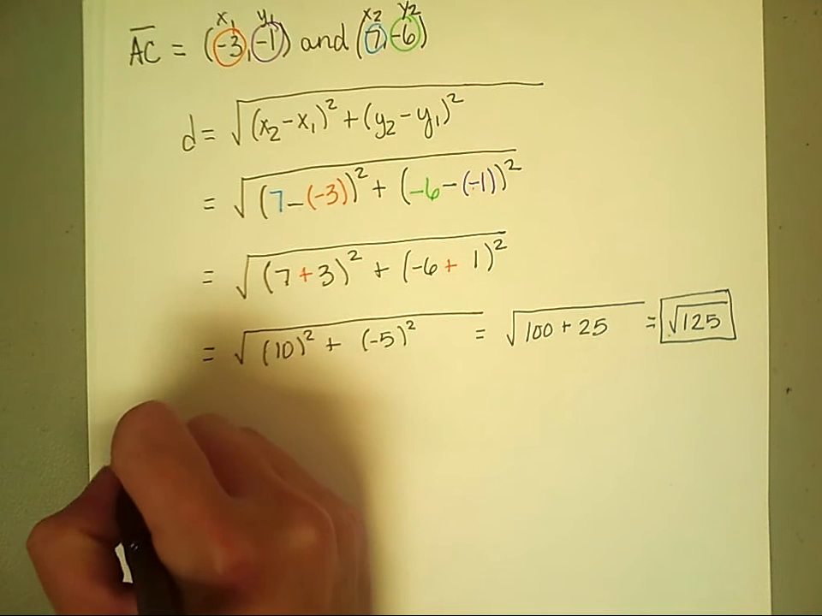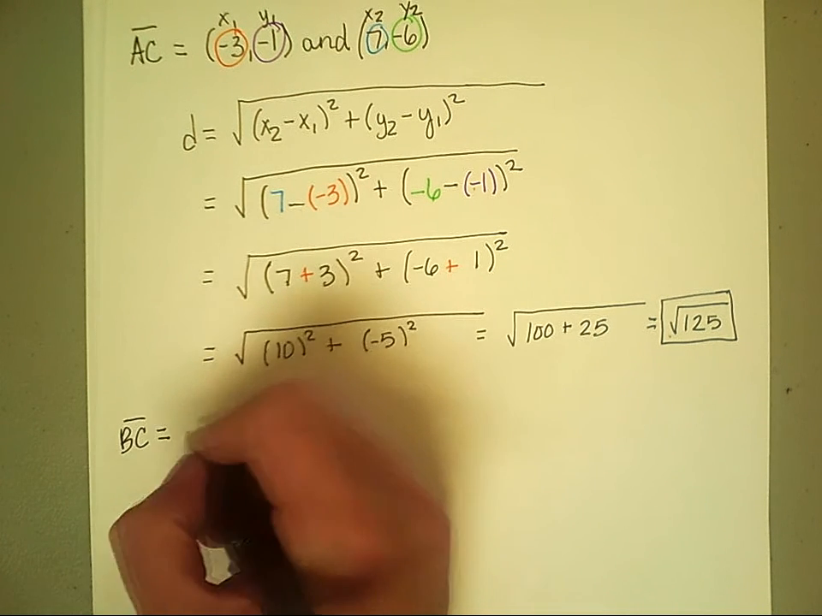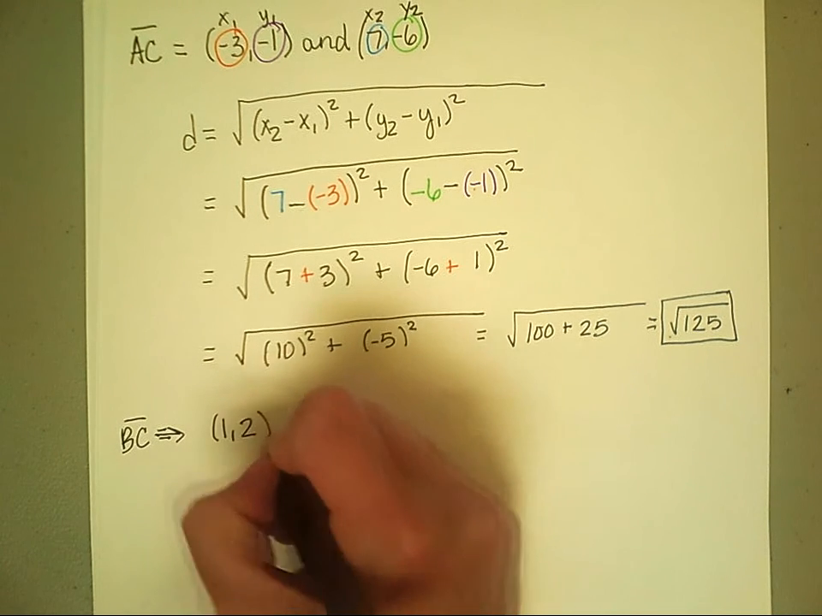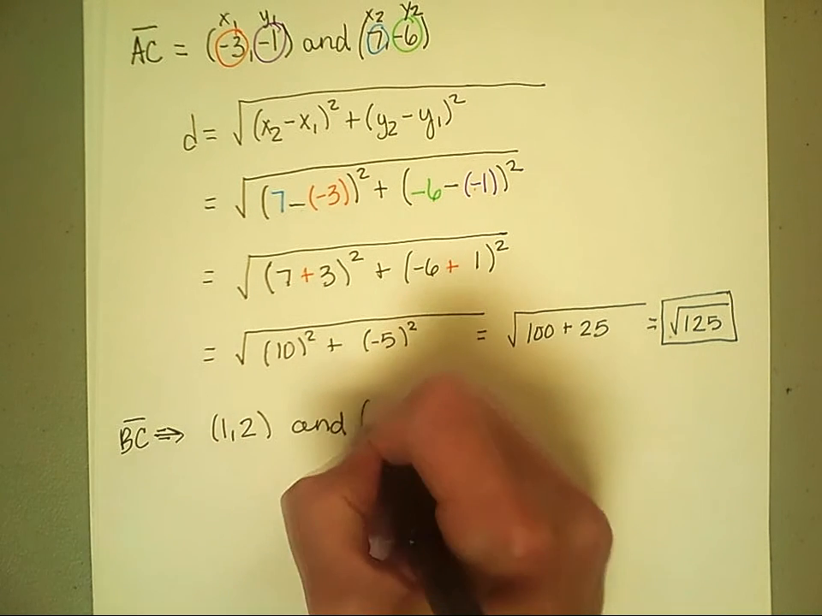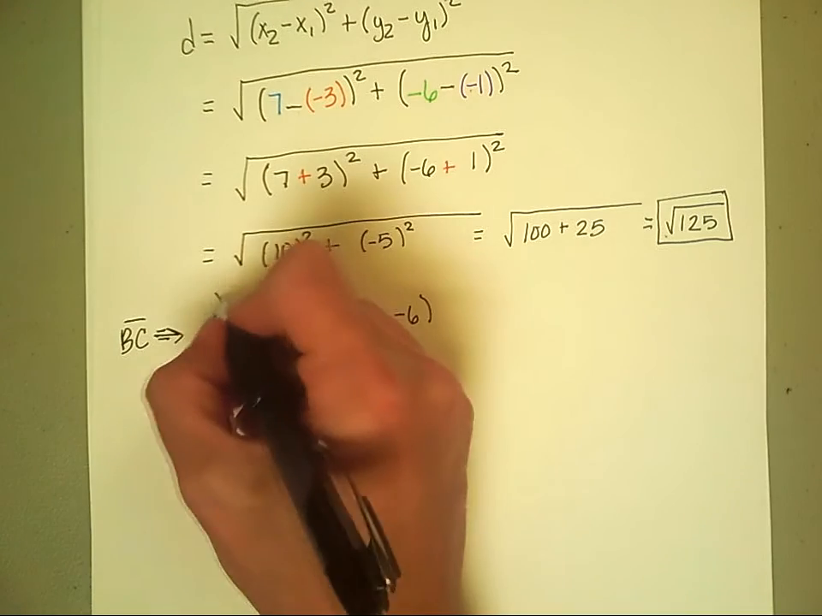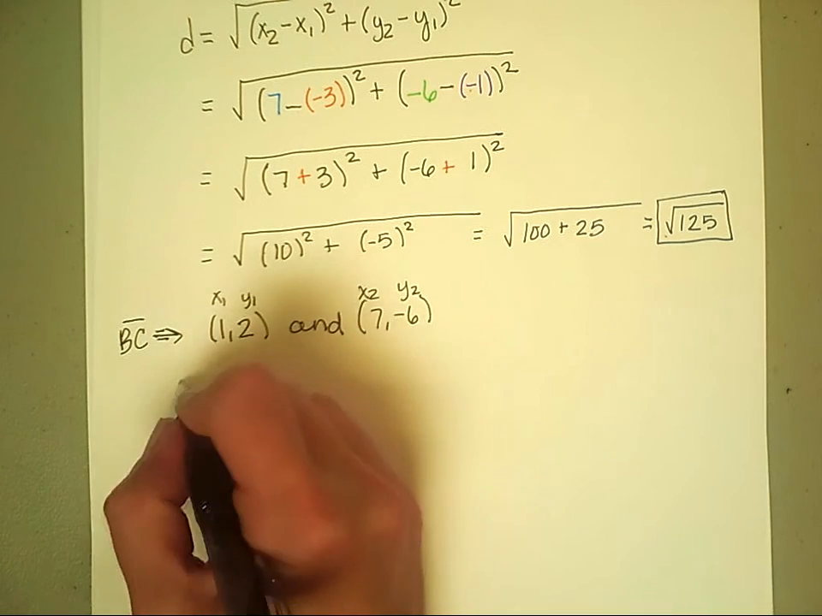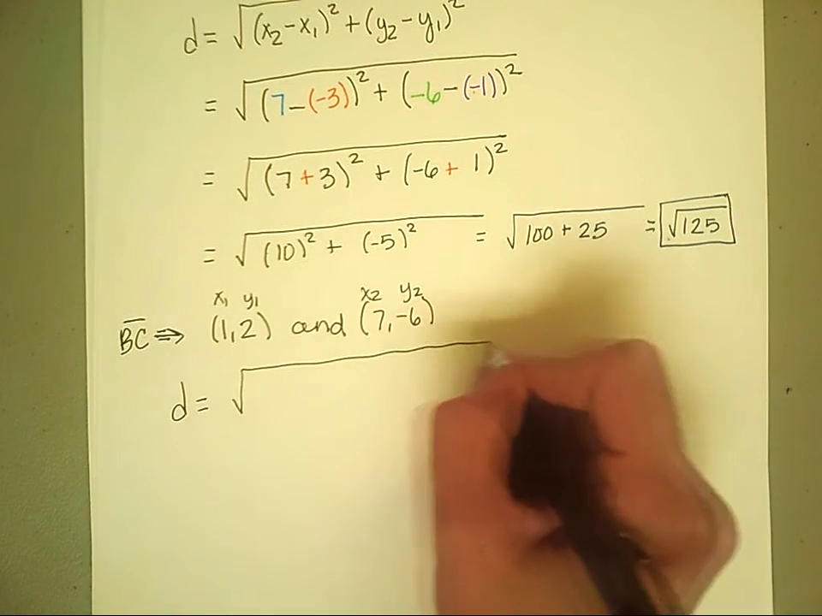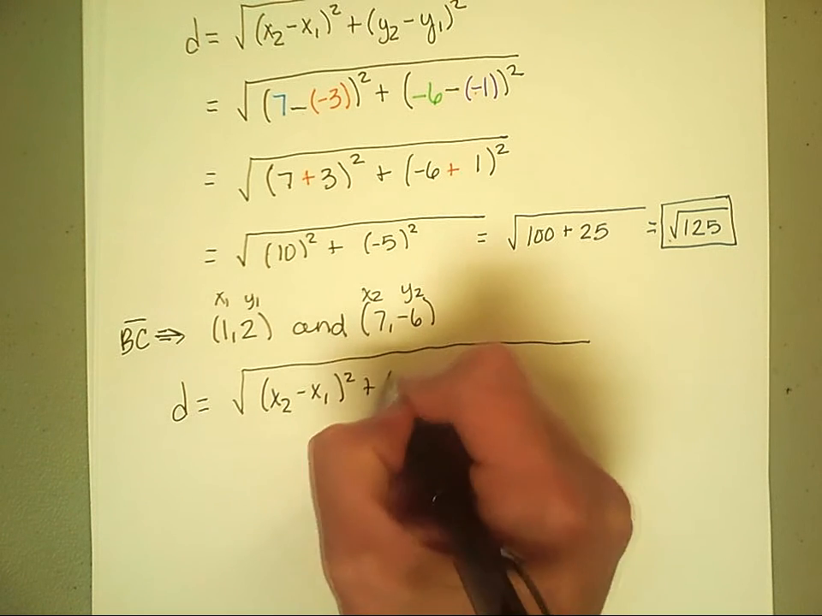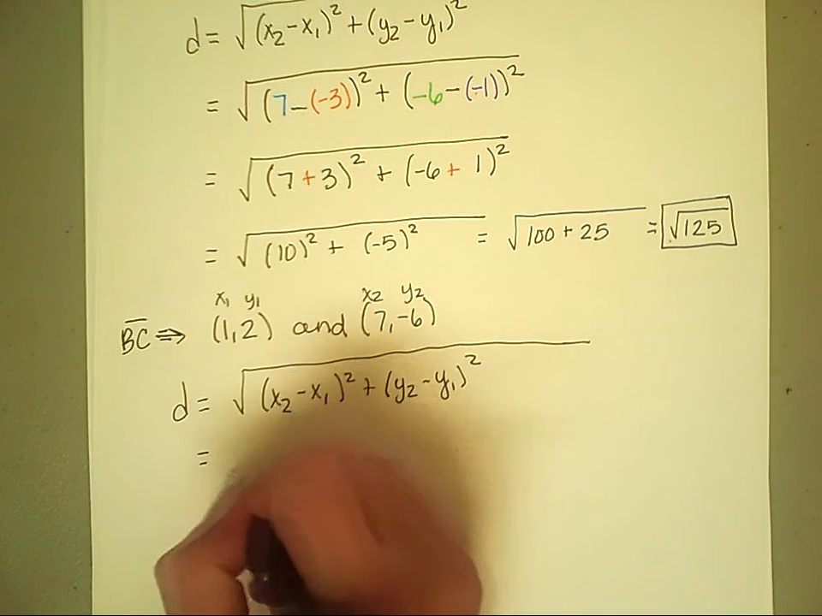And we know the distance between A and B, so we just need to find the distance between B and C. Okay? And for that we're using B, which is 1, 2, and C, which is 7, -6. Okay. So again, we'll label it out. This is x1, y1, x2, y2. Okay. And we know that distance is the square root of x2 minus x1 squared plus y2 minus y1 squared.